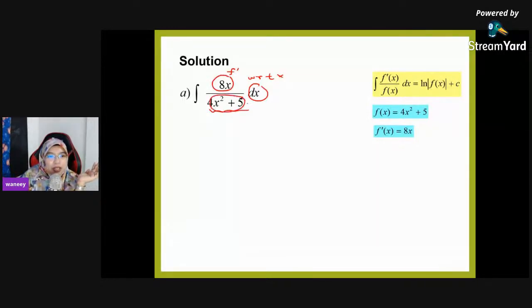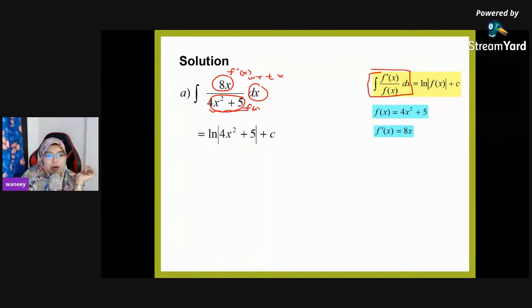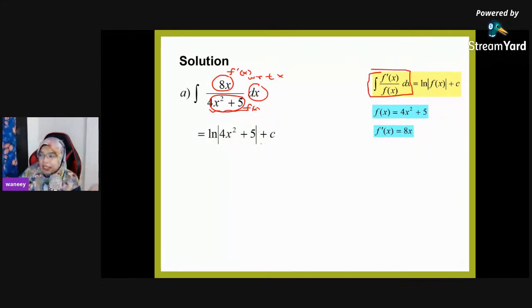This one is my fx. So that means I already have them in this form. So dah ada dia dalam bentuk yang inilah. So we can easily write down the answer. So this is ln of fx plus c. So this is ln of your denominator, x squared plus 5, plus c. So ini kalau kita nak shortcut sikit lah. So formula ni untuk shortcut.